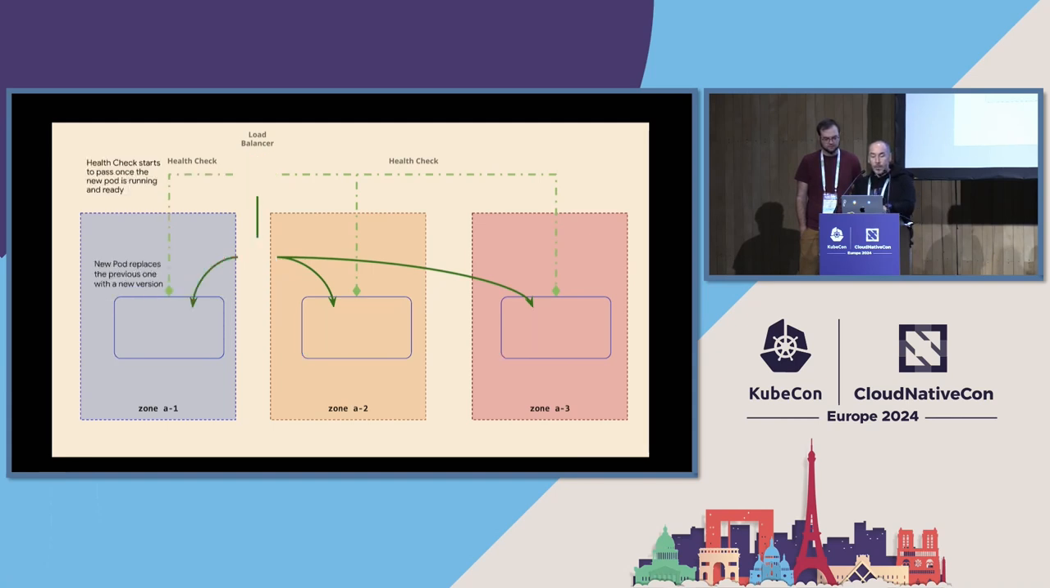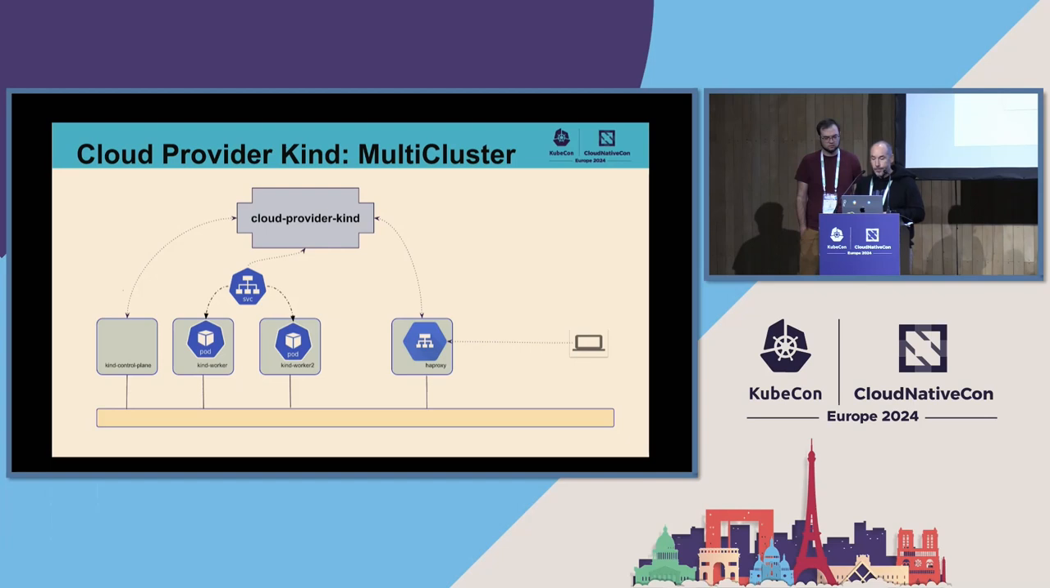Once the new pod starts running, the health check starts serving again, it turns green again, and the load balancer keeps sending traffic to it. So this was the main motivation, right? As you see, there were a lot of issues open during that time, but we never had this strong use case to invest time on this.